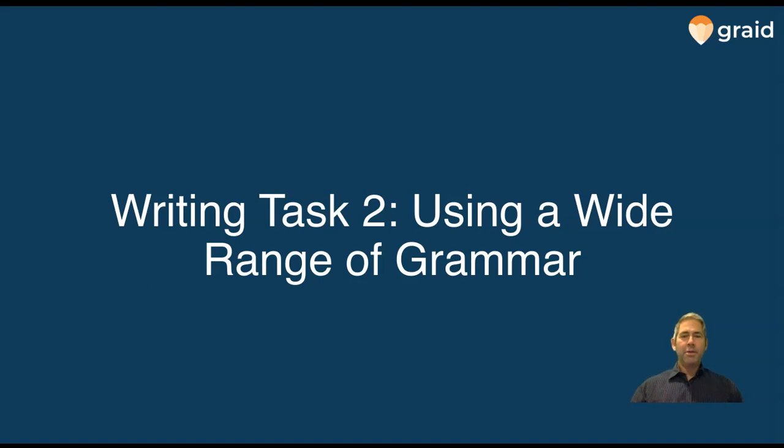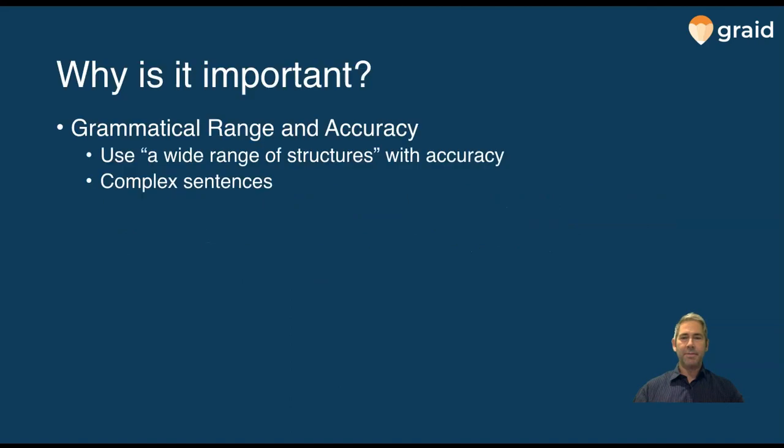Okay, in this video, I want to show you how to use a wider range of grammar on writing task 2, the essay from both the academic and the general training IELTS tests. Why is this important? Well, for grammatical range and accuracy. That term is from the band descriptors. The band descriptors tell us we need to use a wide range of grammatical structures, with accuracy, in particular complex sentences, to score well. In this video, I'm going to show you some complex sentences which you can adapt on different essays.